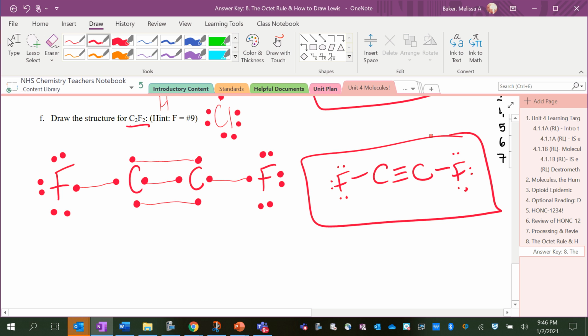The best way to get good at Lewis structures is to keep practicing, making mistakes, and learning from your mistakes.